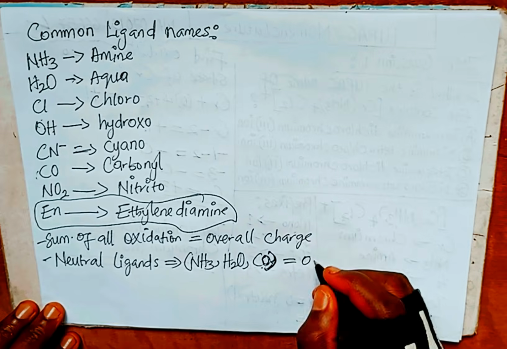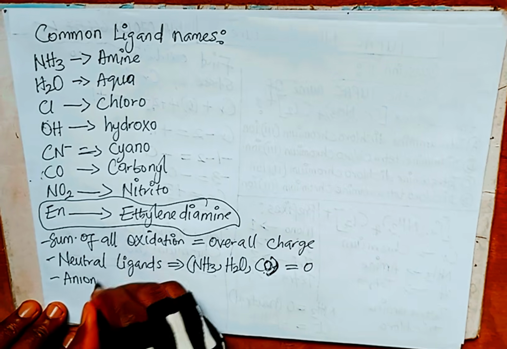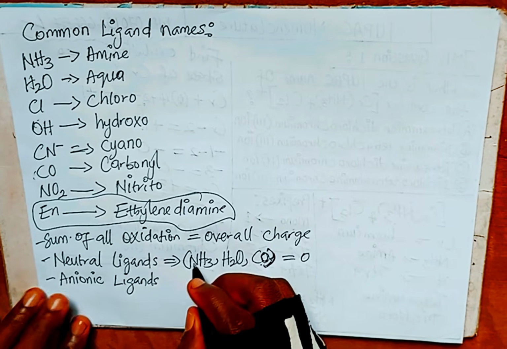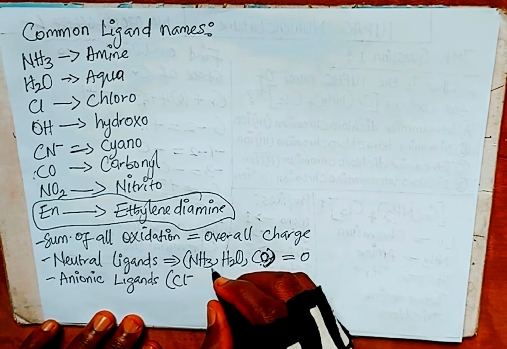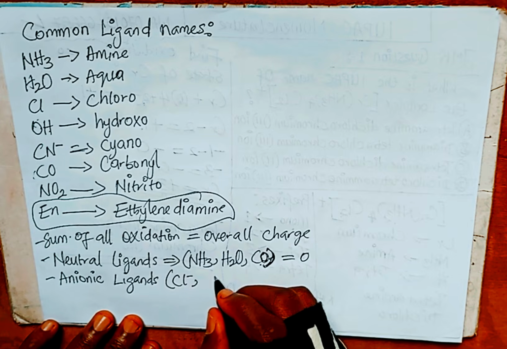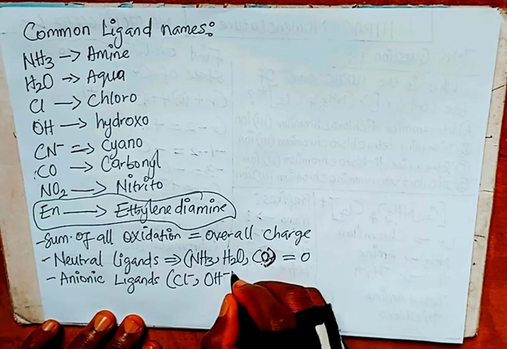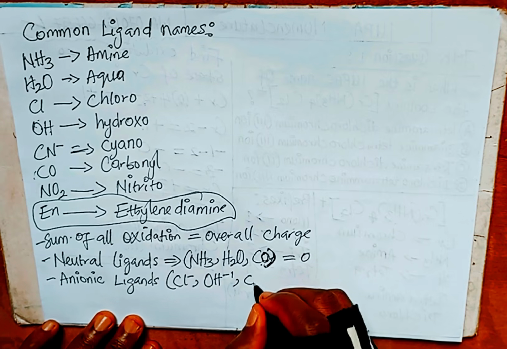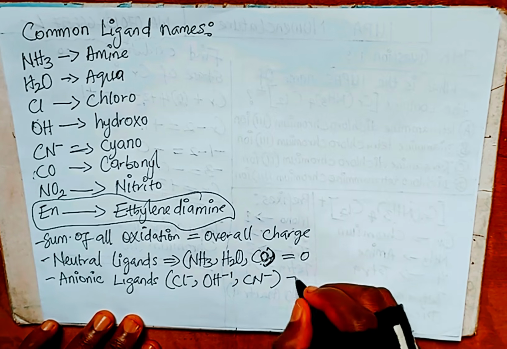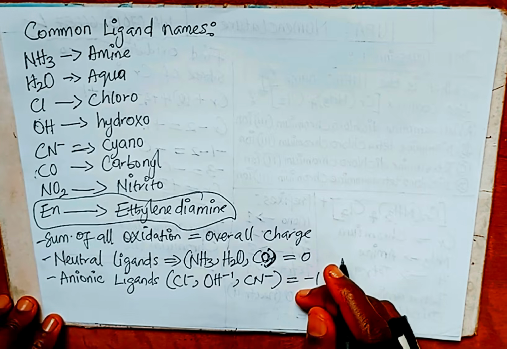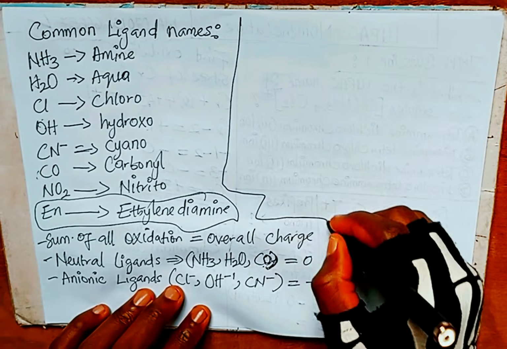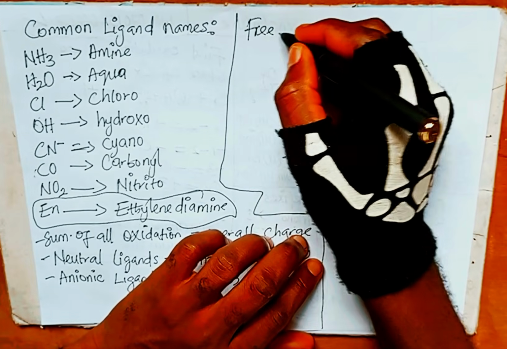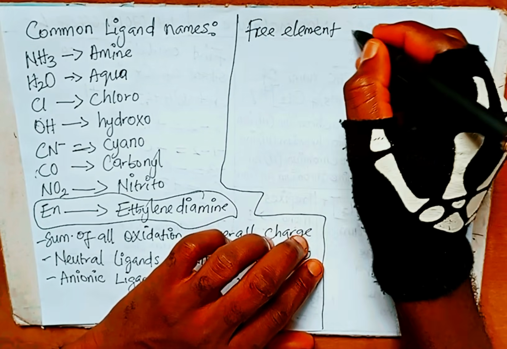Anionic ligands, that's the negatively charged ones, include Cl, which has just one charge, -1. OH, which is the hydroxo, and CN. All of them carry one charge, equal to -1. That's their oxidation state. Then you also have free elements. Free elements equal 0.